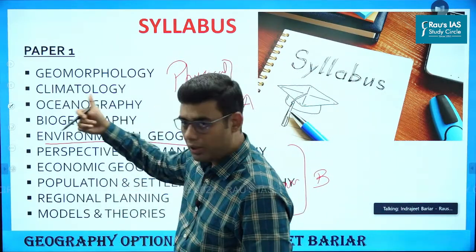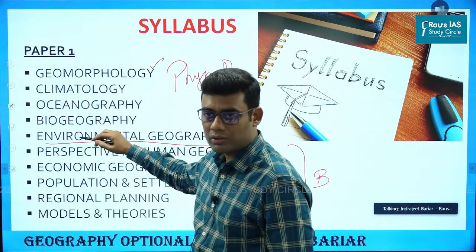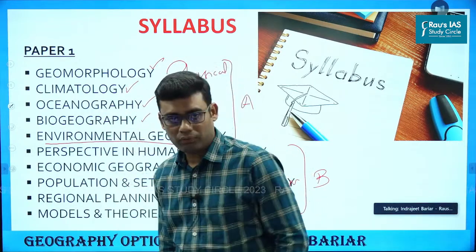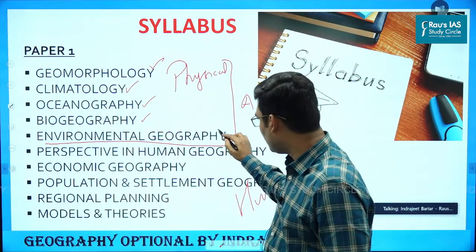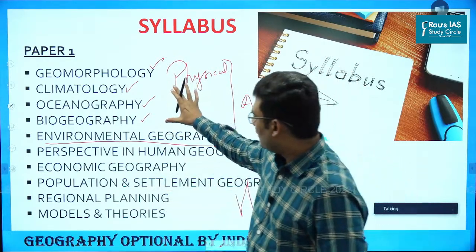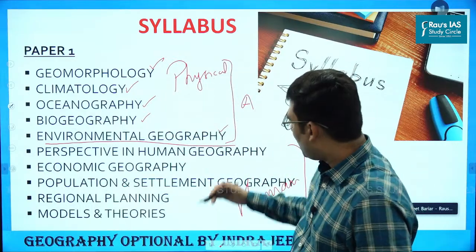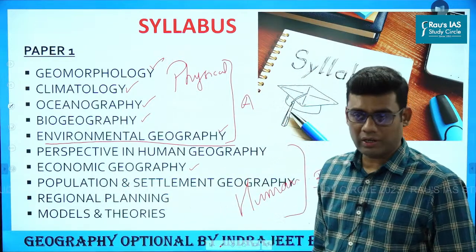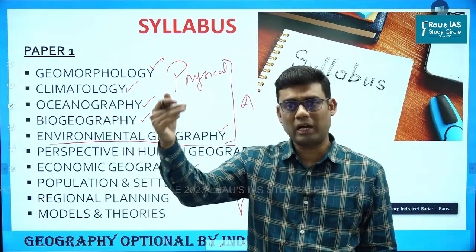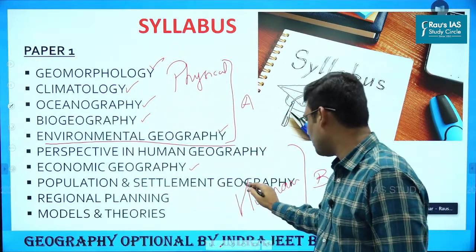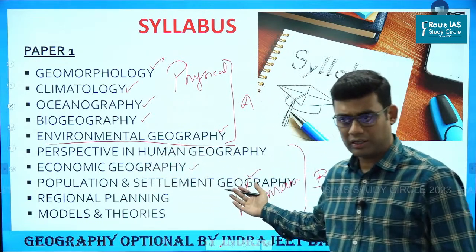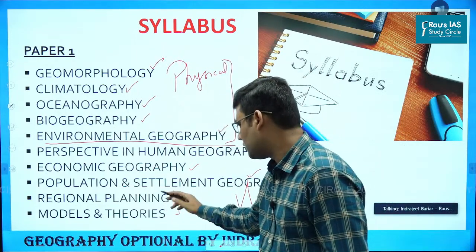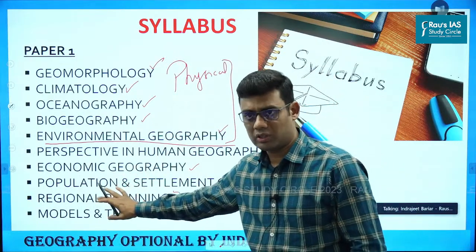So physical geography, we have already established this: geomorphology, the study of land, climatology, oceanography. Apart from that, biogeography, the study of soil, pedology and so on, plus environmental geography included in this. These are the 5 units in part A. After that, we move on to part B, wherein primarily economic geography is one aspect, which I told you in terms of resources and activity. The second part we established was population, which means cultural and settlement geography. And after that, primarily the application part with respect to regional planning, models and theories. I'll talk about this later.